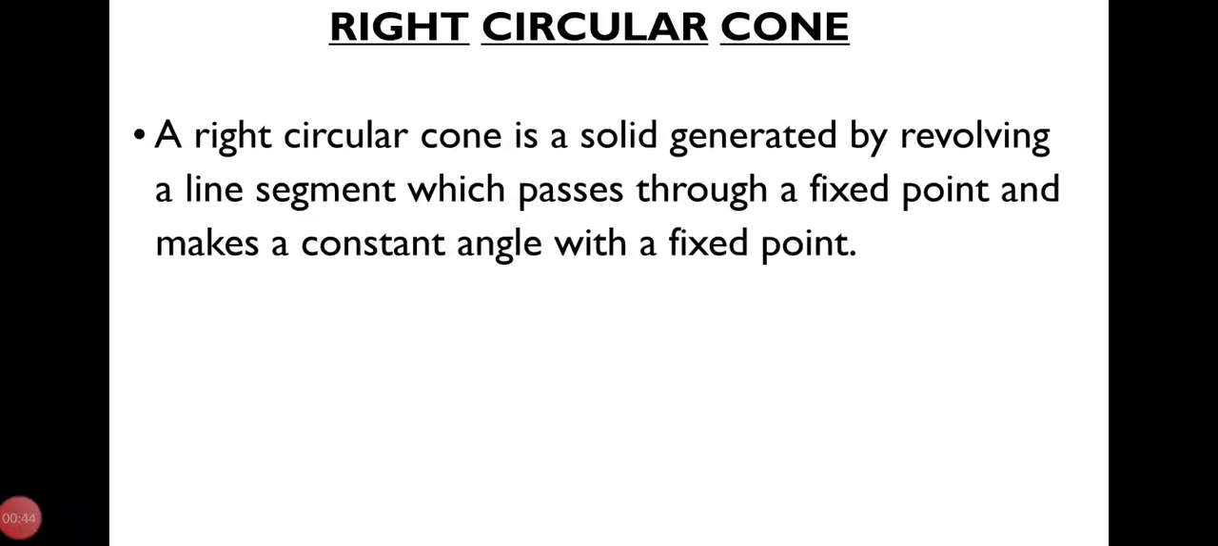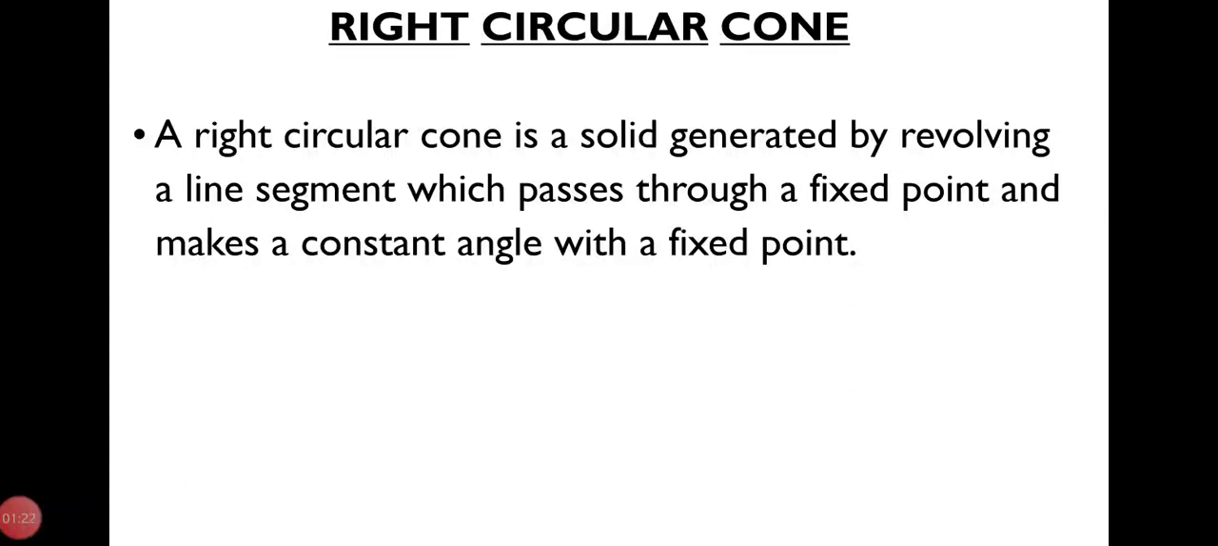A right circular cone is a solid generated by revolving a line segment which passes through a fixed point and makes a constant angle with a fixed point. Now, according to the definition, a right circular cone is made when a line segment which is fixed at one point is revolved, that is rotated, and when it is rotated, it makes a constant angle with a fixed point.